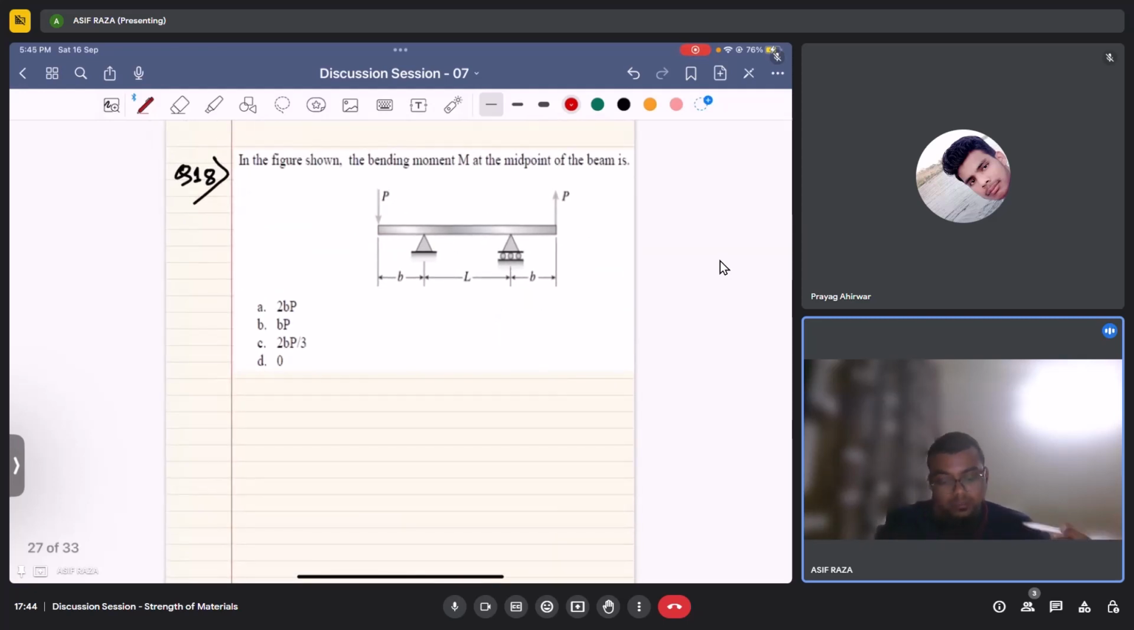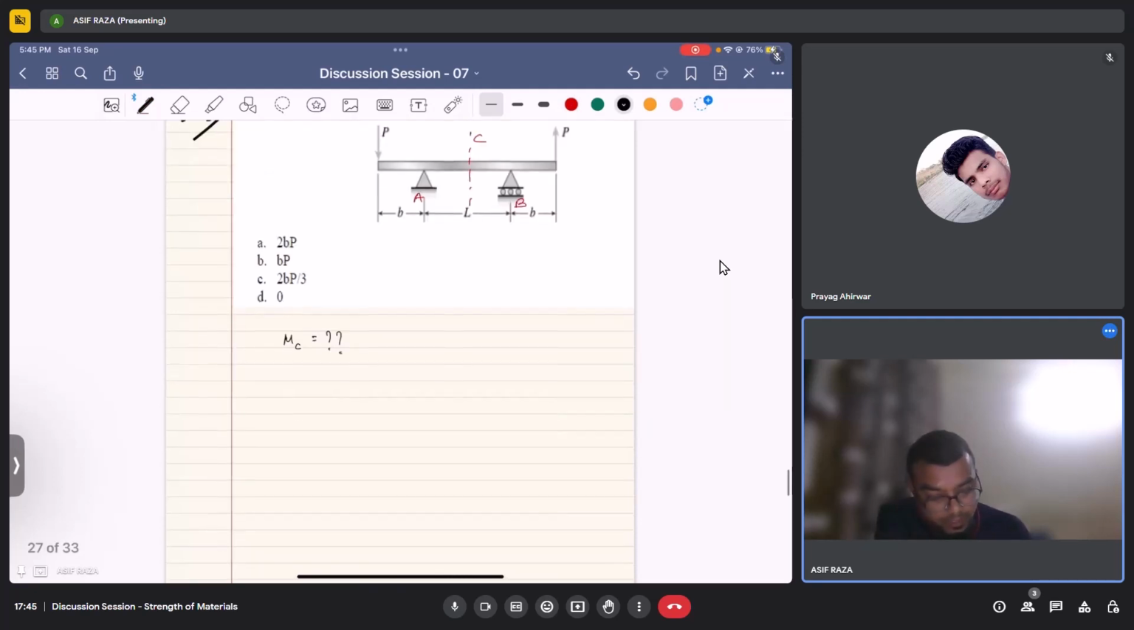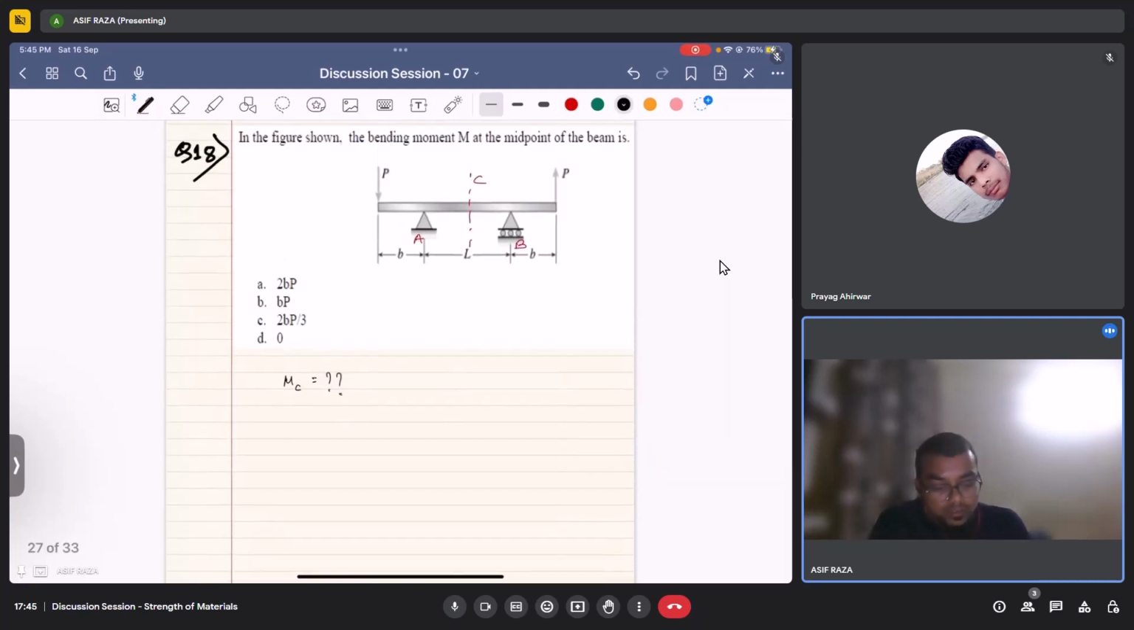Question number 18. In the figure shown, the bending moment M at the midpoint of the beam is. So we just need to find the bending moment at this, and let's say A, B, C. So we need to calculate MC.